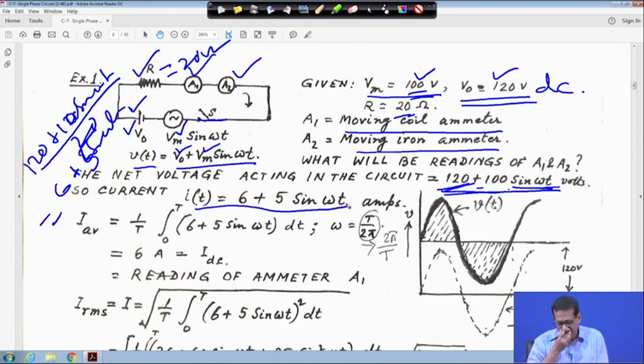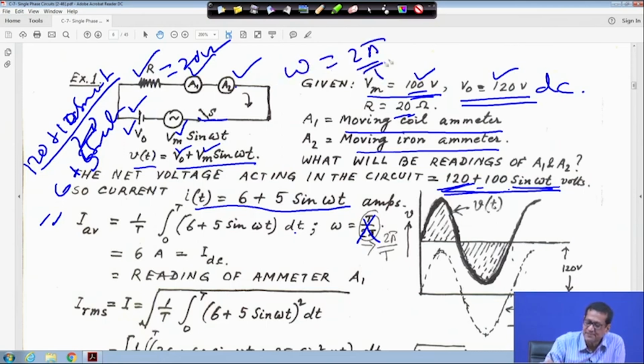Now if you try to find the average value, it will be 1 upon T, integral from 0 to T of 6 plus 5 sin omega t dt, because this is IT into dt, and omega is equal to 2 pi by T. You should keep this in mind, you know it also from higher secondary physics: omega is equal to 2 pi by T. By mistake initially it was written as T by 2 pi, but actually it is 2 pi by T. So you integrate from 0 to T of 6 plus 5 sin omega t dt, using this relationship.